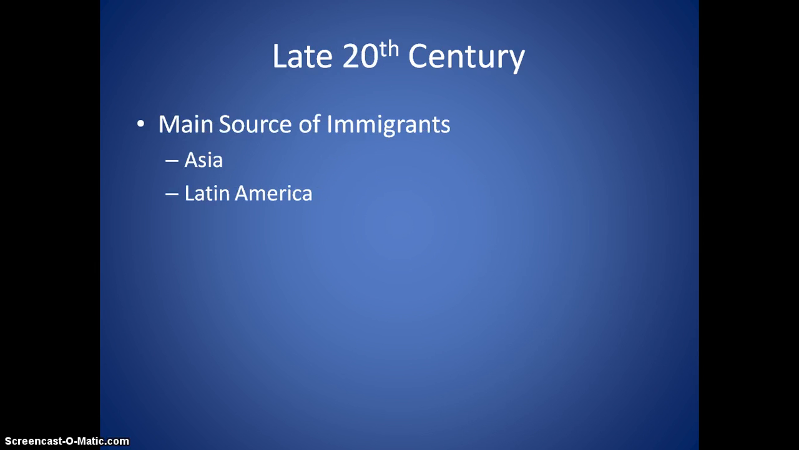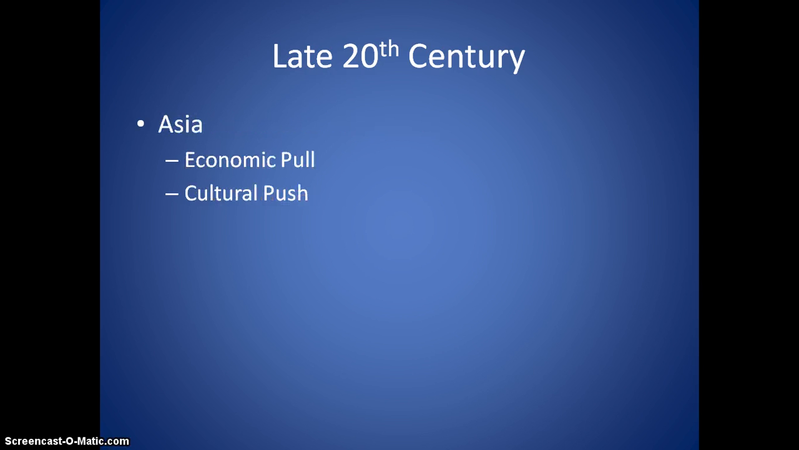The late 20th century, if we look at our main source of immigrants, we're going to be looking at Asia and Latin America. In Asia, we're looking at both economic pull factors and then also cultural push factors. Economic pull factors because of new opportunities that there might be available for people from Asia in the United States during the latter part of the 20th century.